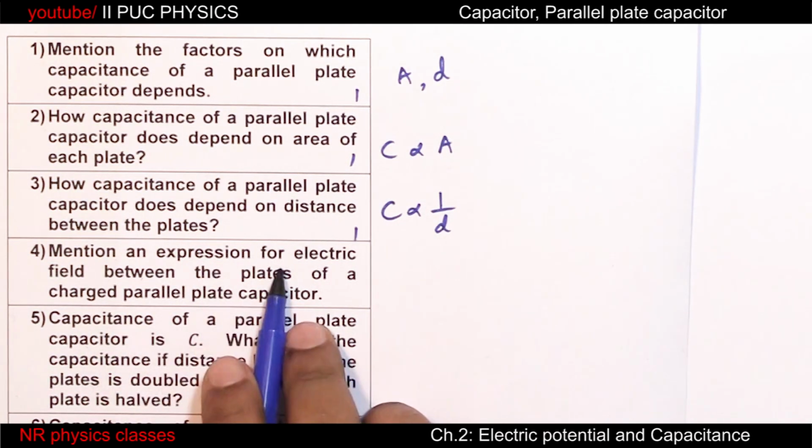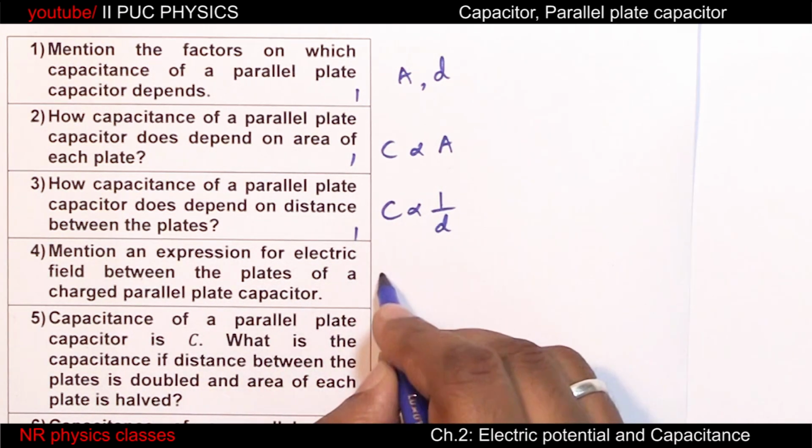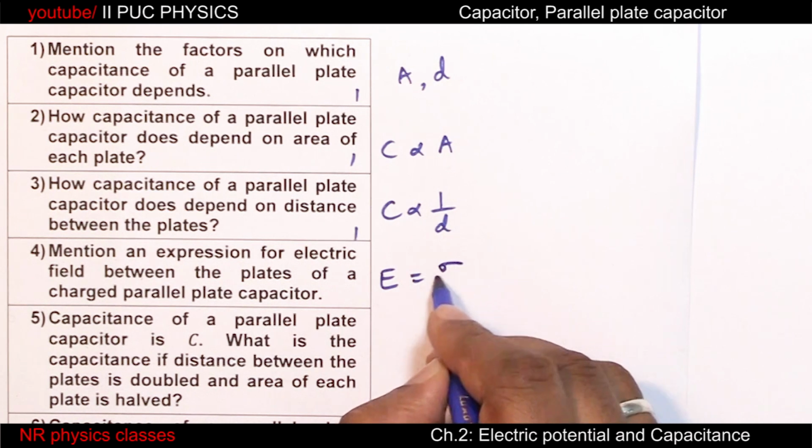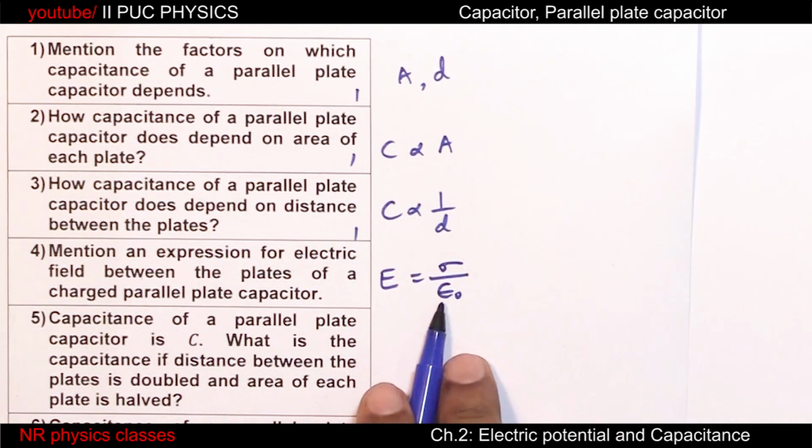Mention an expression for electric field between plates of a charged parallel plate capacitor. So electric field equals sigma by epsilon naught. This we have seen in the derivation. It is due to two plates. 1 mark.